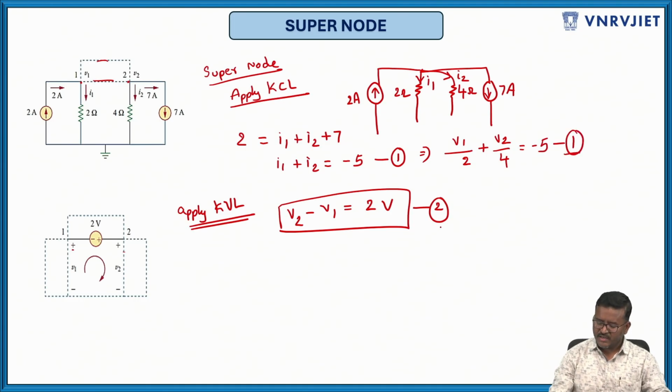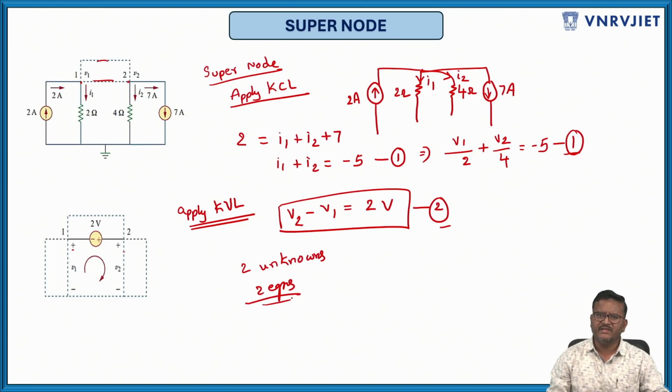So by solving these 2 equations with 2 unknowns, by applying simple mathematics, solve these 2 equations and find the voltages V1 and V2. So this is how you can determine the unknown node voltages whenever you find a voltage source between 2 non-reference nodes, that is, using the supernode analysis. I hope you understand the topic of supernode analysis. Thank you.